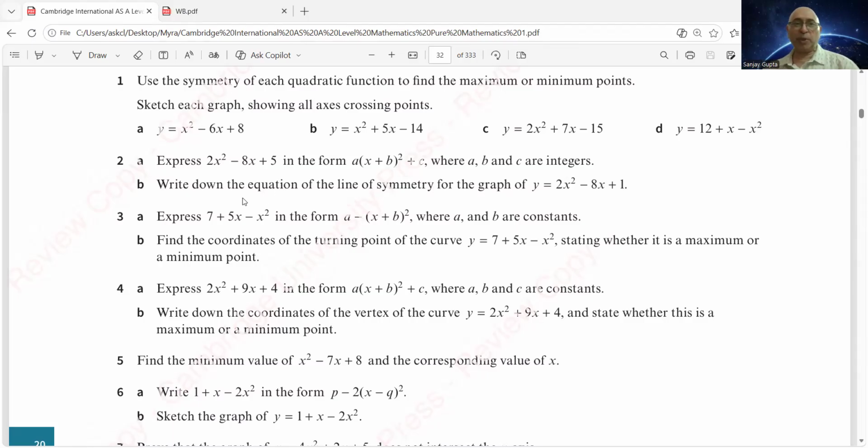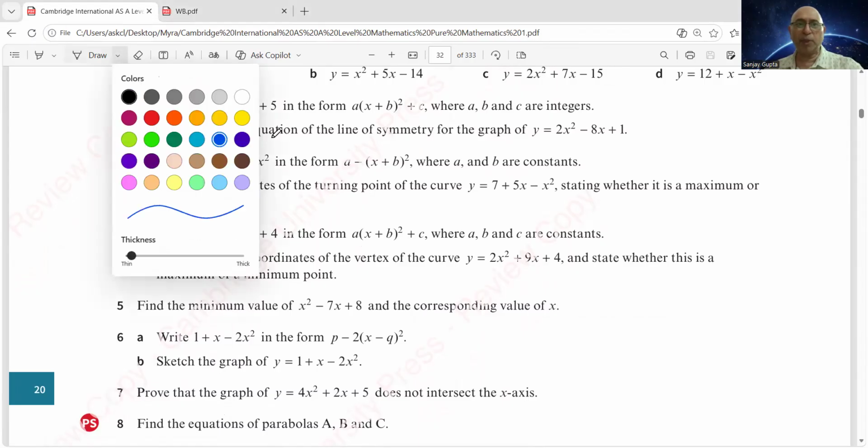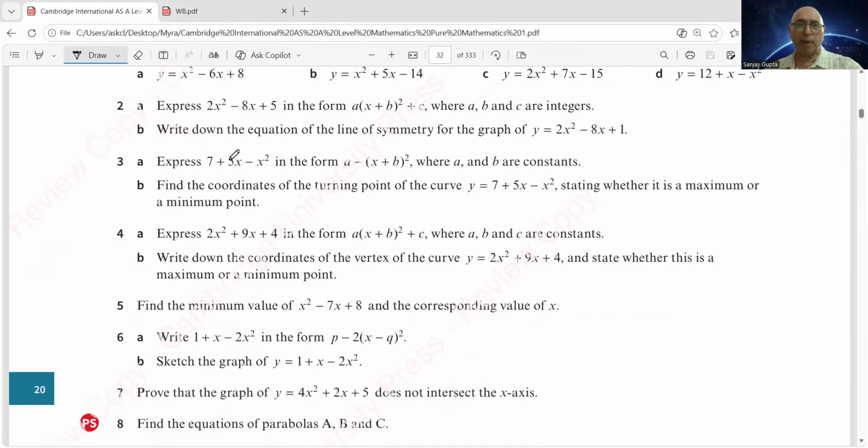Yes, welcome back to the next lecture on the series of quadratic functions and equations. And now I will take up two questions from the Pure Maths Cambridge curriculum book, Pure Maths 1. And we will look at the problems related to the first two lectures that I have recorded.